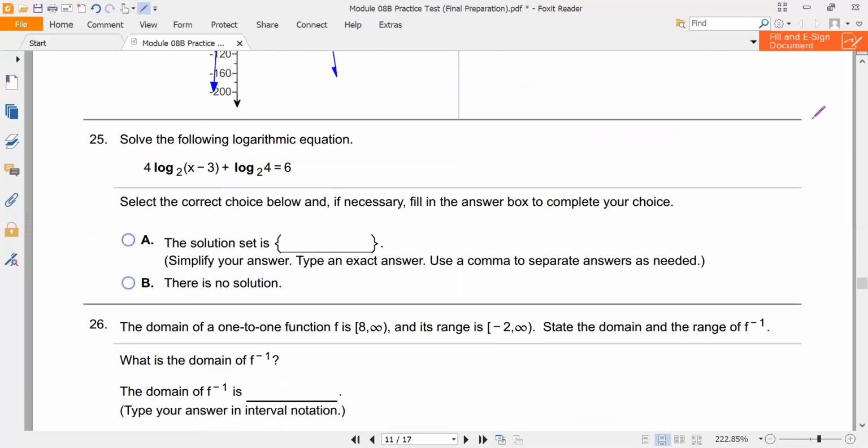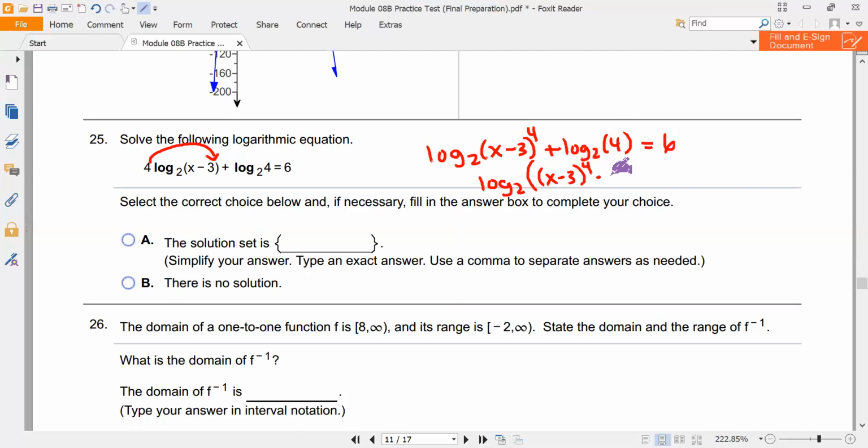Okay, for number 25, we're solving a log equation again, except this time we need to put this power back up first. You need to do that before trying to solve. So this is log base 2 of x minus 3 to the 4th plus log base 2 of 4 equals 6. We'll combine our logs using the multiplication argument property. To the 4th times 4. And I may not want to distribute this one. Sometimes I don't always do that because it really is going to be nasty to make that x minus 3 to the 4th and work it all out.